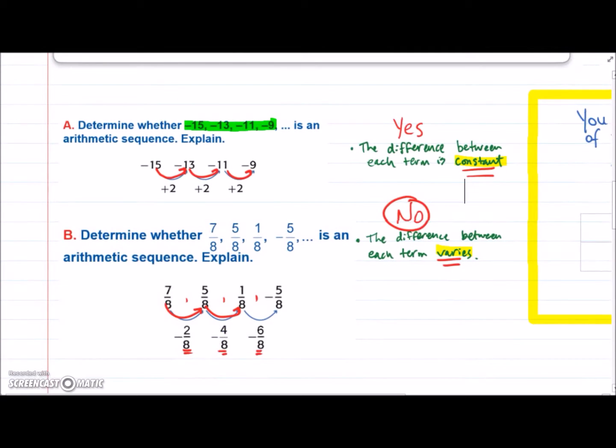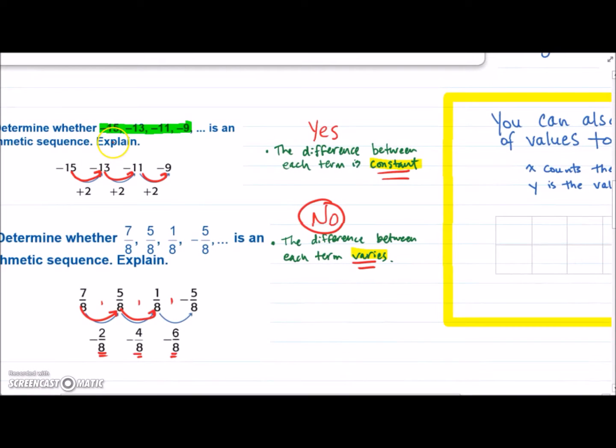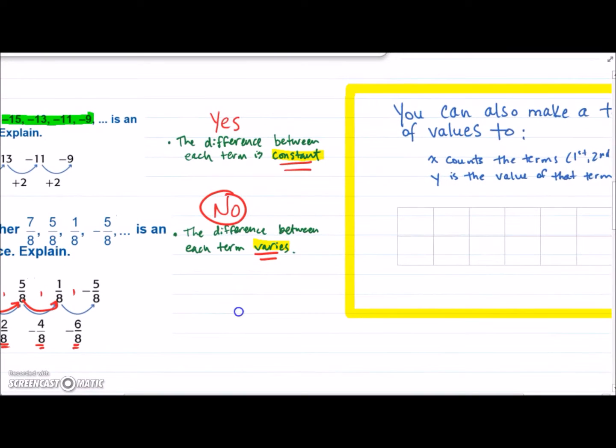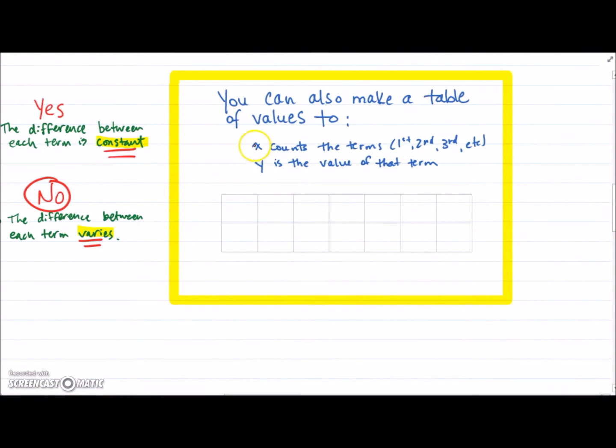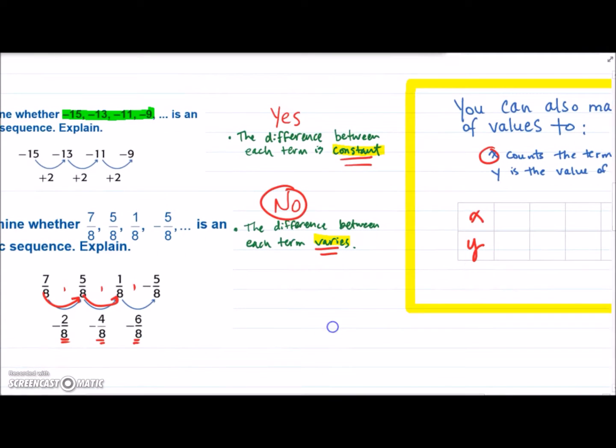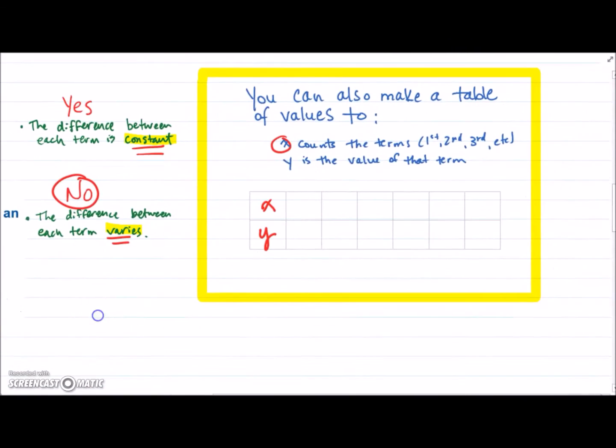Now, what's important to realize is that you can take these series or sequences and put them in a table, just like information we've been used to looking at. I want to introduce you to that so you can see that we're not dealing with something different. If we make these tables, X is our counter: first term, second term, third term. And Y is the value of that term. So let's look at the sequence that we said is -15, -13, -11, -9. Those are the terms of the sequence.